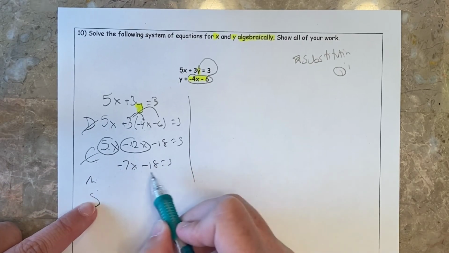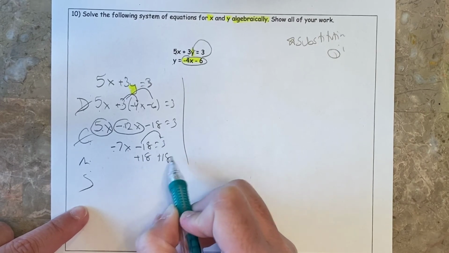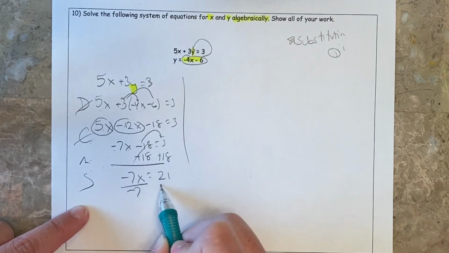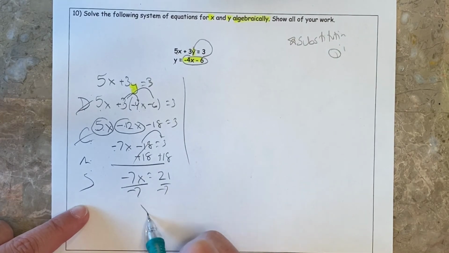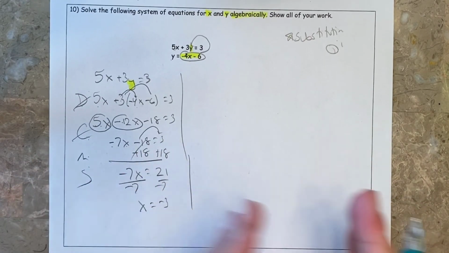There's no variables on both sides, so we don't have to move anything. So we're just going to go ahead and finish up our 2 steps. So add them together. 18 plus 3 is 21. And then we're going to divide, and we get x equals negative 3. Okay, so now we have half of the work. Now we get the other half.